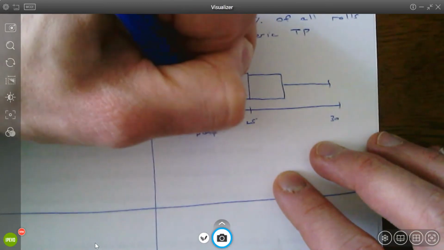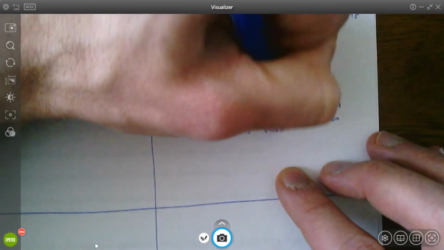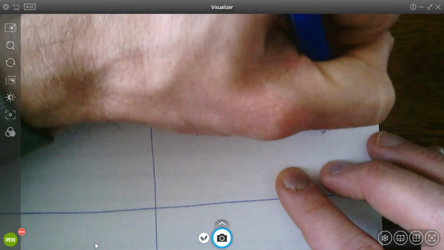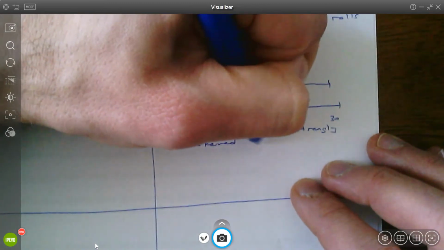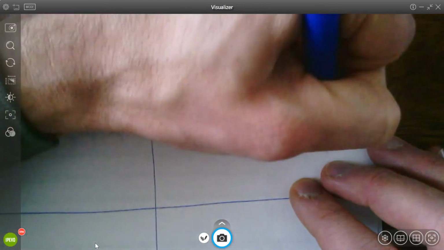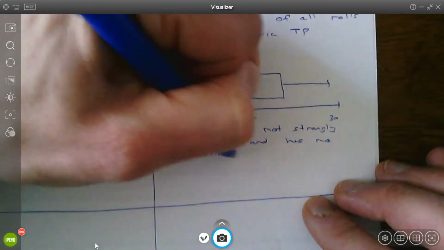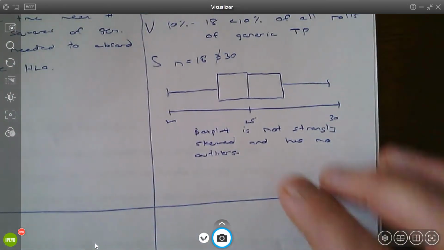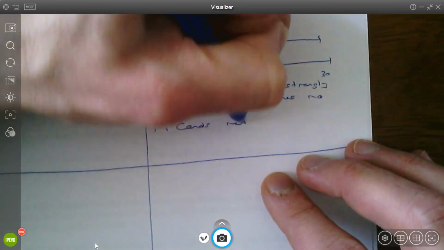And then I'm going to mention that the box plot is not strongly skewed and has no outliers. So that means we can assume the sampling distribution is going to be approximately normal. Therefore, our conditions are met.